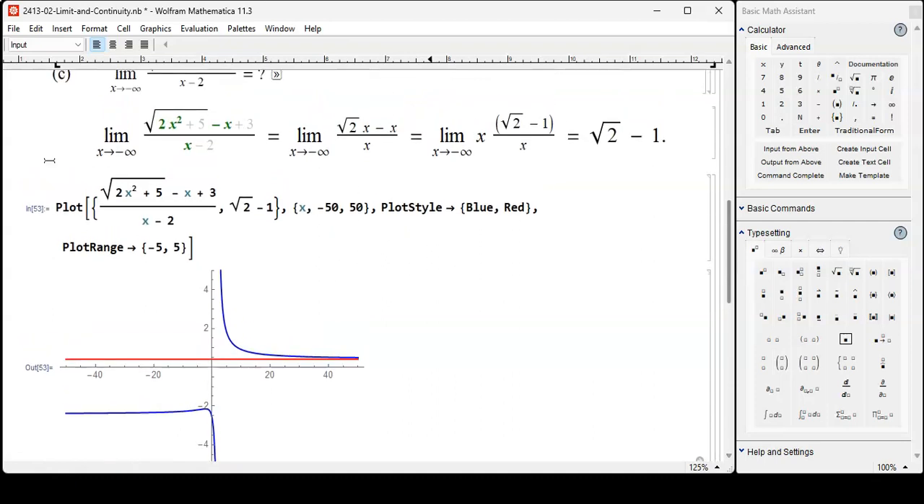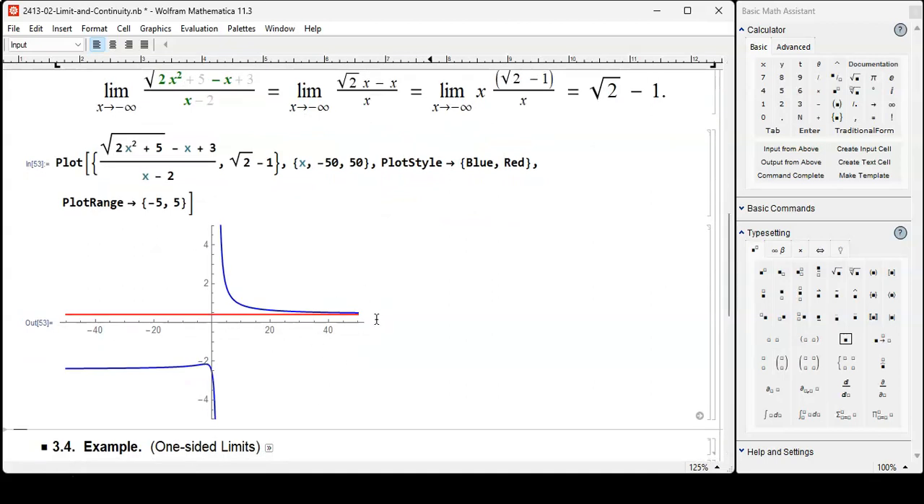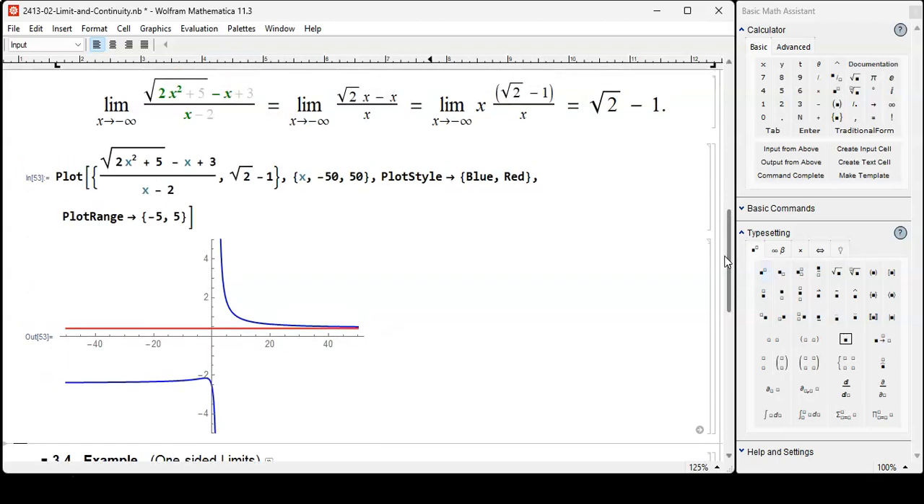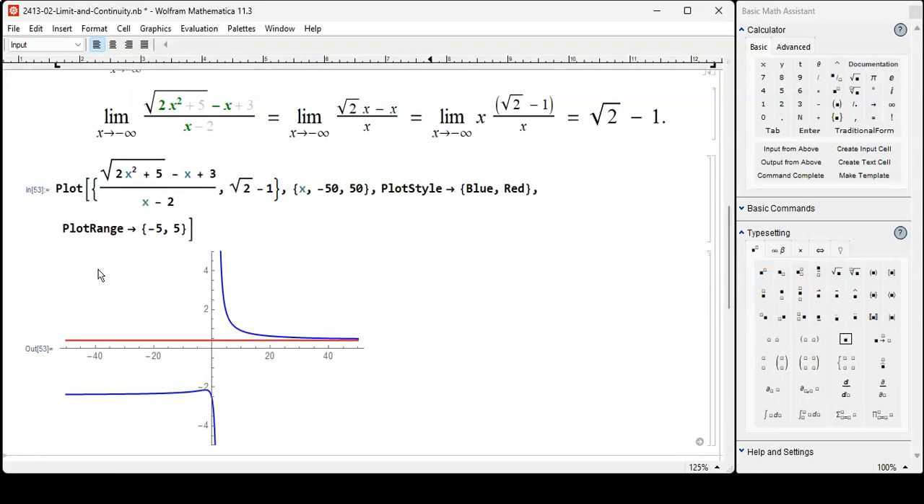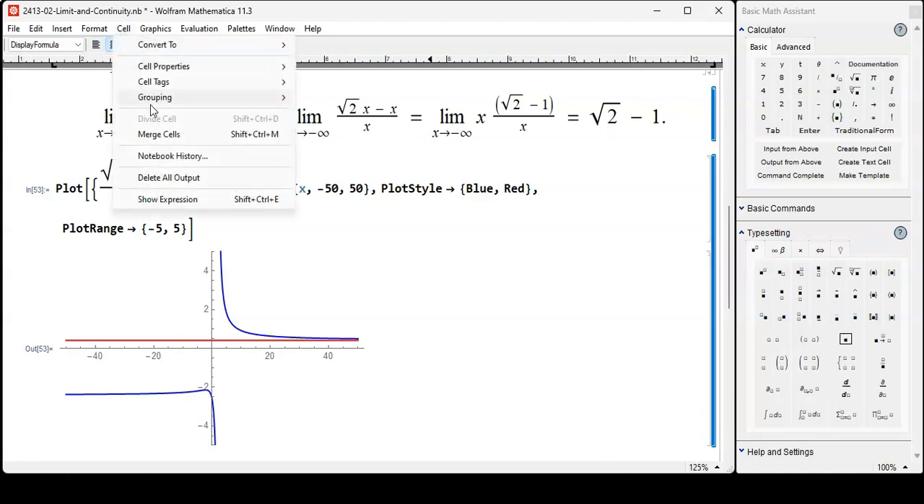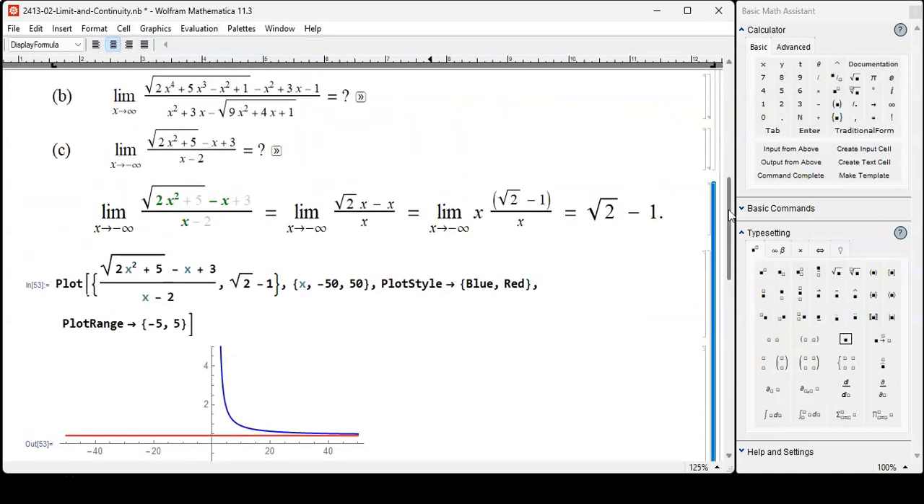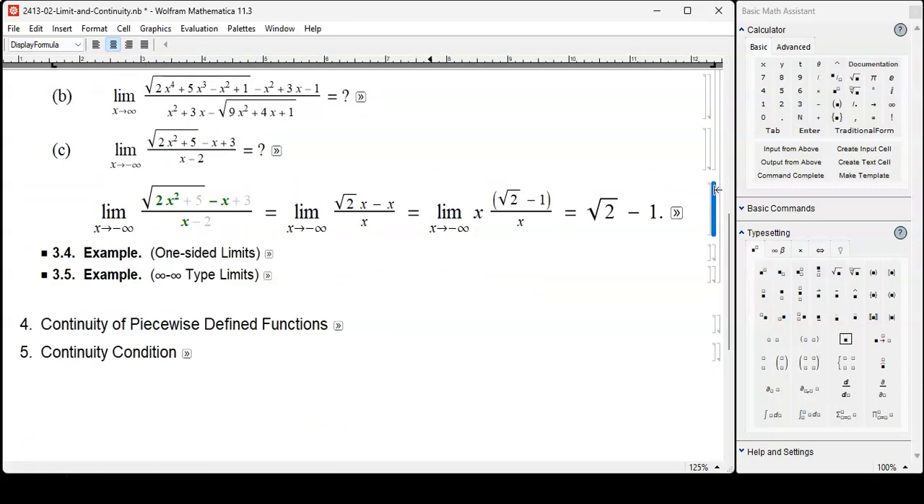This limit is limit x toward negative infinity. Toward positive infinity, it looks good. Toward negative infinity, it does not look good. Clearly, square root of 2 minus 1 is not an answer. Look at this left-hand side. X is going to negative infinity. Not good. To the right, it looks good. To the left, it's wrong. What did I do wrong here? How do I correct it? Stop the playback and think about it.